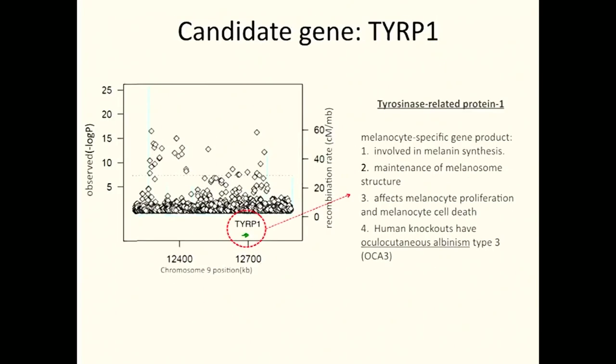And TYRP1 is very interesting because it's expressed in melanocytes. It's involved in maintenance of the melanosomal structure. It affects the proliferation of melanocytes and cell death. And there are human knockouts that have a form of albinism known as OCA3, or rufous oculocutaneous albinism, in dark-skinned people.